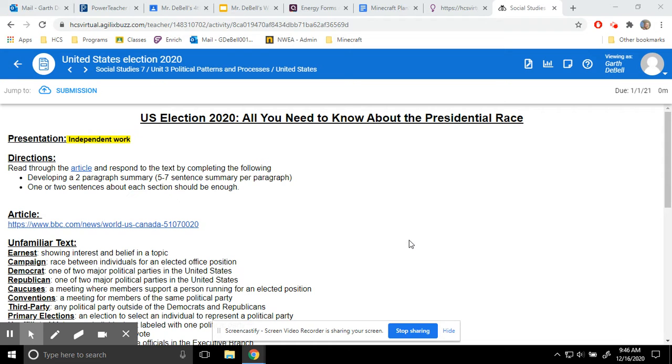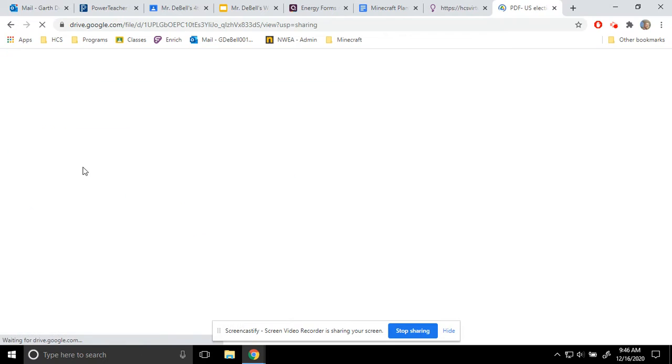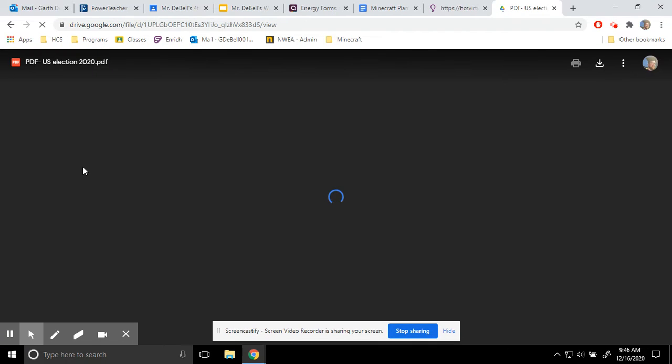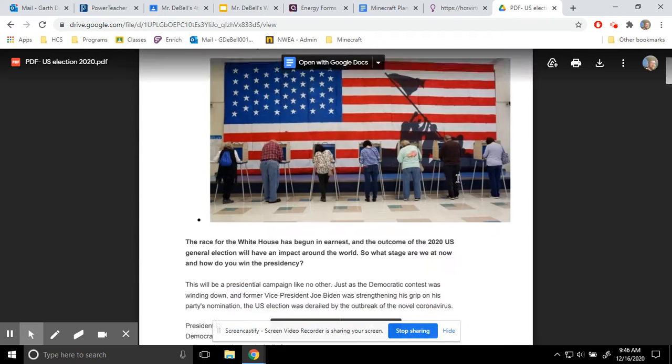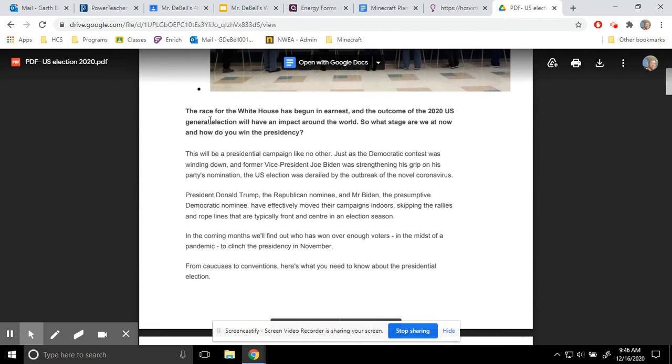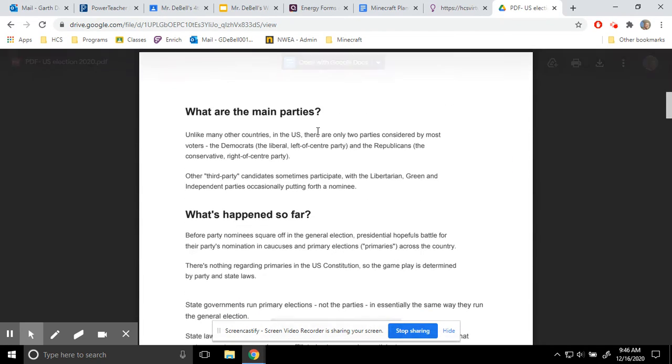There is an article that you're going to need to read. And then you're going to write a 2-paragraph summary, which is 5 to 7 sentences per paragraph. Now, if you look at the article, it's kind of big, not ginormous, but it's also not tiny, right? So you're going to need to read all this.